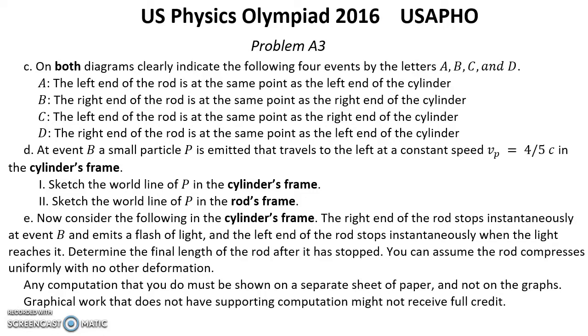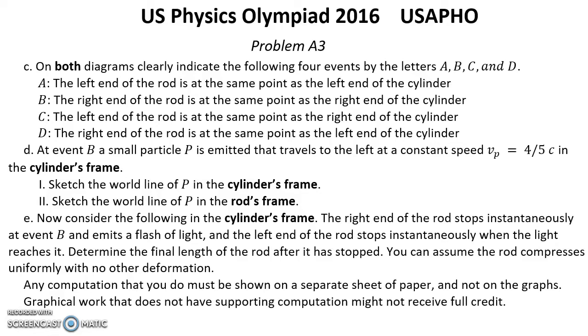Question C. On both diagrams clearly indicate the following 4 events by the letters A, B, C, and D. A. The left end of the rod is at the same point as the left end of the cylinder. B. The right end of the rod is at the same point as the right end of the cylinder. C. The left end of the rod is at the same point as the right end of the cylinder. D. The right end of the rod is at the same point as the left end of the cylinder.